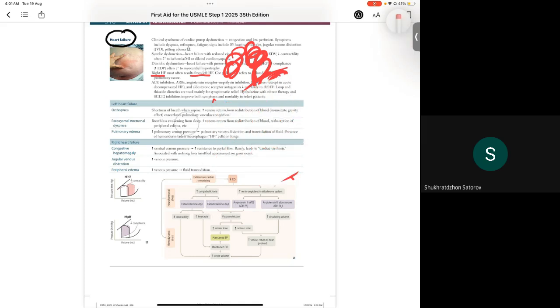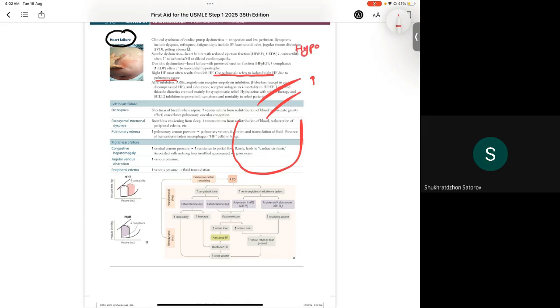So that's really simple, and you only have to focus on it. So what is cor pulmonale? We discussed cor pulmonale. Cor pulmonale is basically isolated right-sided heart failure, right? Let me just give you an example. If you have hypoxia, we know that the blood vessels within the lungs are going to be constricted, right?